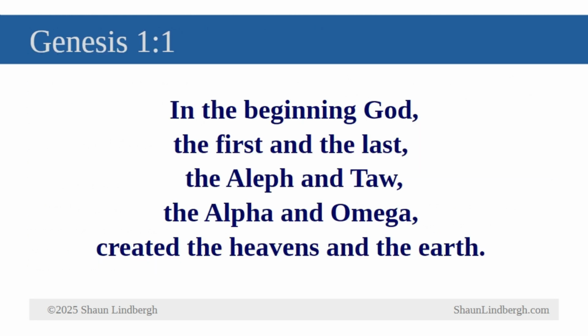So the way I like to think of Genesis 1:1: in the beginning, God, the first and the last, the Aleph and the Tav, the Alpha and Omega, created the heavens and the earth.